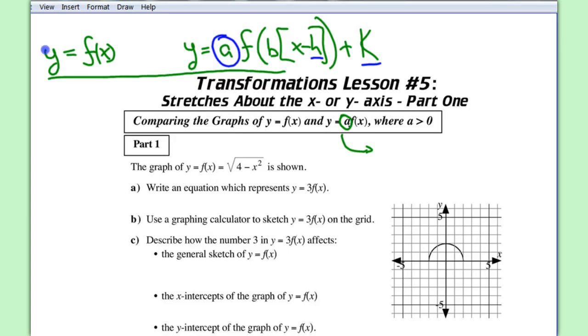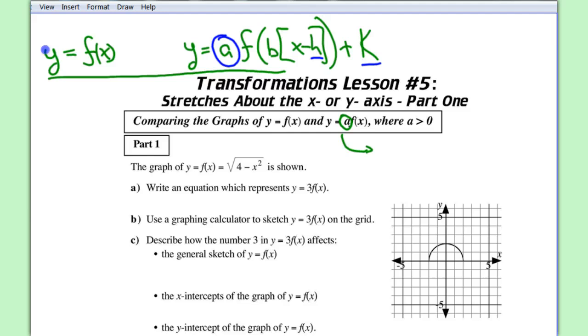Okay, so when we deal with a, what's going to happen? I would like you to complete the investigation, and then when it's time, please come back and look at this. But do part 1 and part 2, and then come back and see what kind of conclusions we can come up with. In part 1, it says write an equation 3f of x.